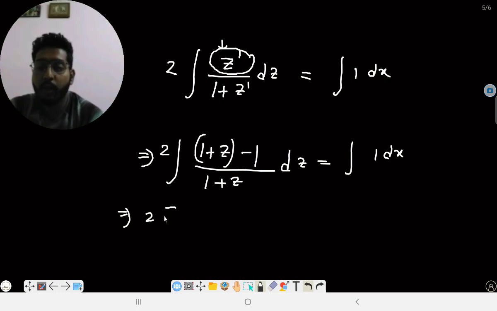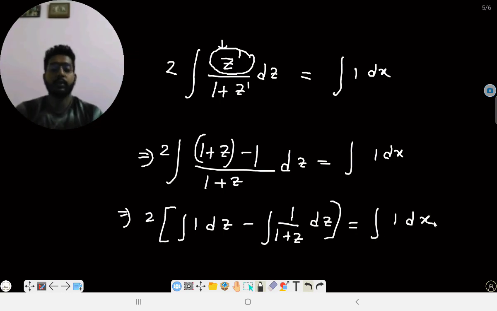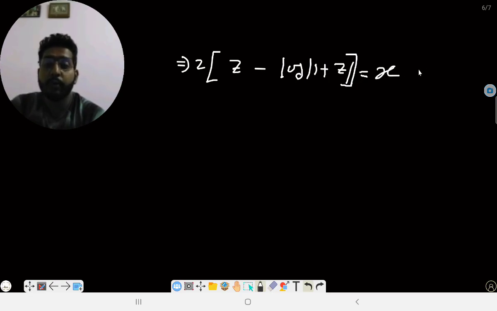Now if I separate this, what will happen? 1 plus z by 1 plus z will become 1 dz, minus 1 by 1 plus z dz, and integration of 1 dx. Now it is very easy. What will be the integration of 1 with respect to z? That will become z, minus, now 1 by 1 plus z will become log mod 1 plus z, equals. And here also you can see integration of 1 dx will be x, and at the end you have to put a constant, so I'm just taking c. Depending on the situation you can take the constant term, so here I'm taking the constant term as c.